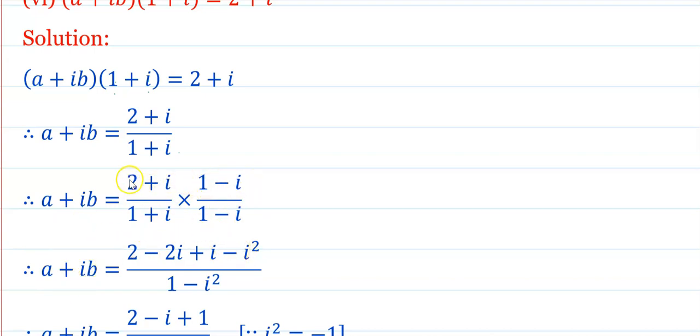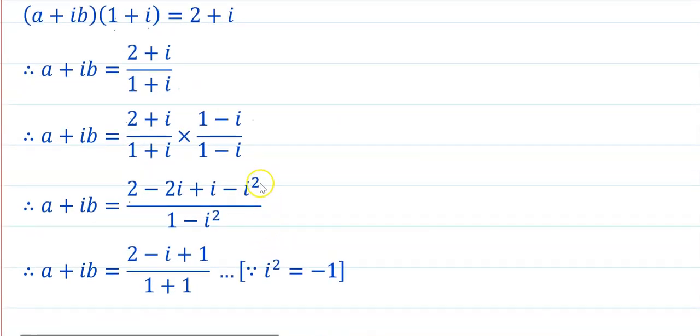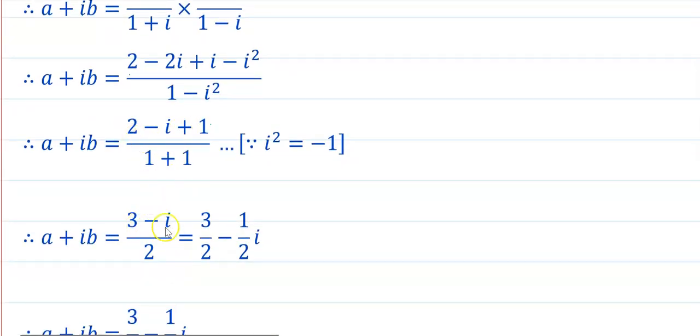A normal multiplication. What is that? 2 into 1, this is 2. 2 into minus i, minus 2i. i into 1, this is i. Plus i into minus i square. Okay. Now i square is minus 1 and this minus, that will become plus. 2 plus 1, it's 3. 3 minus i upon 2.